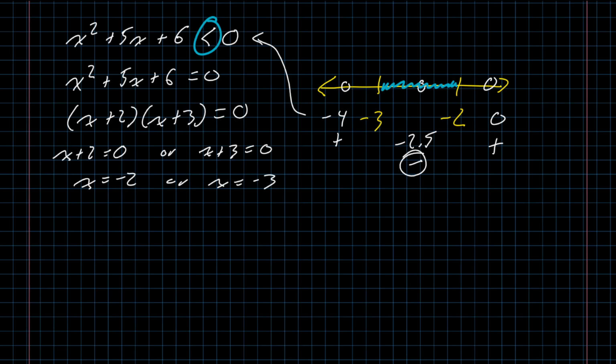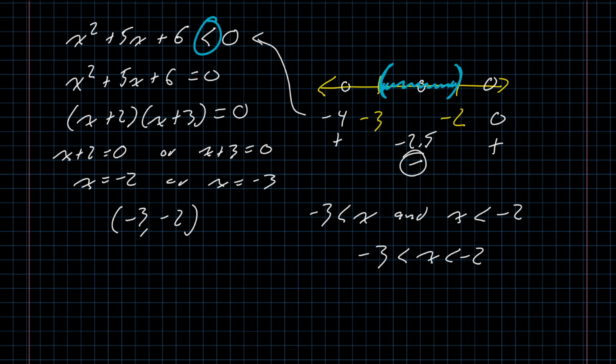Finally, I look at the kind of inequality. It is strictly less than, which means we do not want the places where this is equal to 0. I will use an open bracket on both sides, and the solution set in interval notation is the interval from negative 3 to negative 2. The solution to the inequality is negative 3 is less than x, and x is less than negative 2, which you could combine and write as negative 3 less than x less than negative 2 if you so desire.